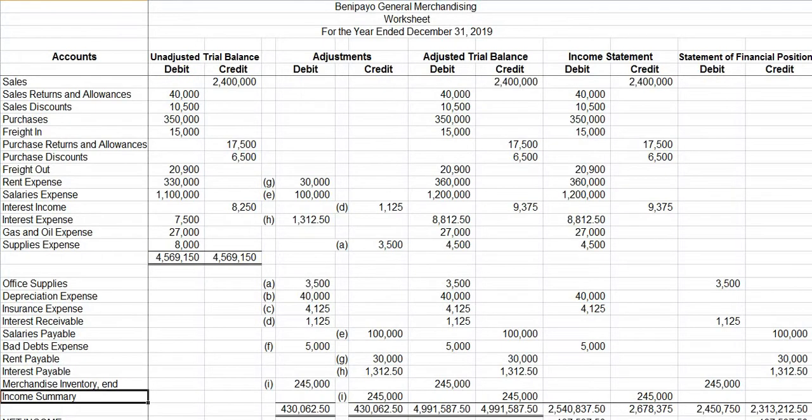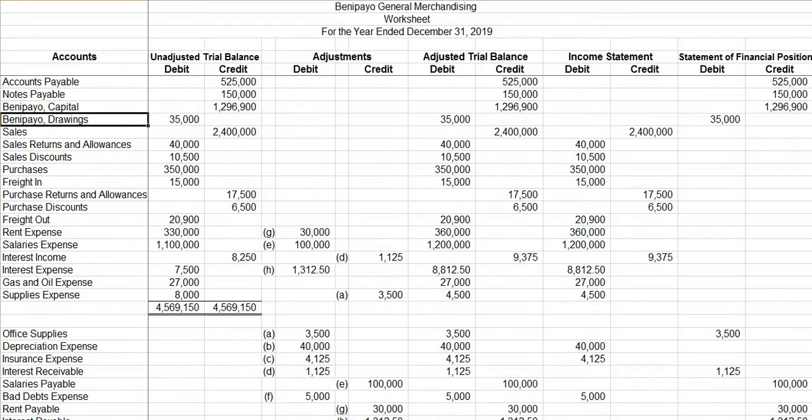But I'd like to point out some important things here. First, with regards to the withdrawal or drawing account, Benepayo drawings. This account, as you may already know, must actually appear in what financial statement? In the statement of changes in owner's equity.